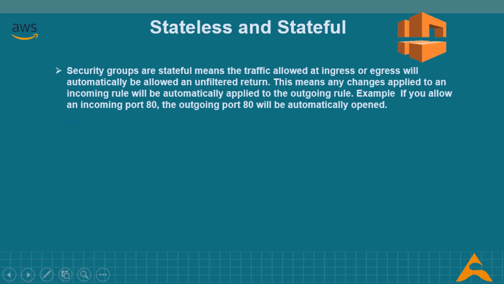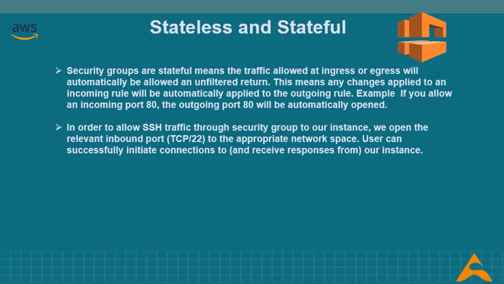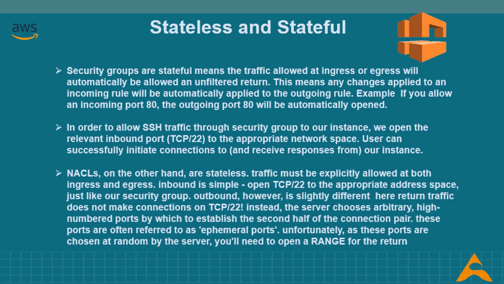To understand stateful and stateless, let us consider examples. Here, security groups are stateful, meaning traffic allowed at ingress or egress will automatically be allowed and unfiltered on return. In order to allow SSH traffic through our security group to our instance, we open the relevant inbound port, TCP 22, to the appropriate network space. We can now successfully initiate connections to and receive responses from our instance. We can even delete the default outbound rule without impacting our inbound connections.